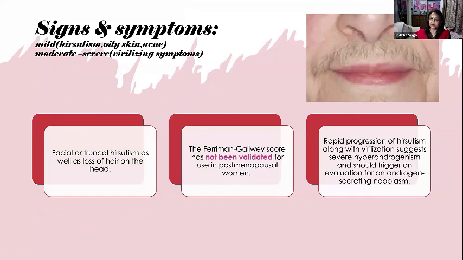What are the signs and symptoms? Signs and symptoms will depend on severity. If it is mild, there will be only hirsutism, oily skin, and there may be appearance of acne. In moderate to severe cases, she may have more hirsutism and signs of virilization, and that is the most severe. So there may be facial or truncal hirsutism, as well as loss of hair on the head.